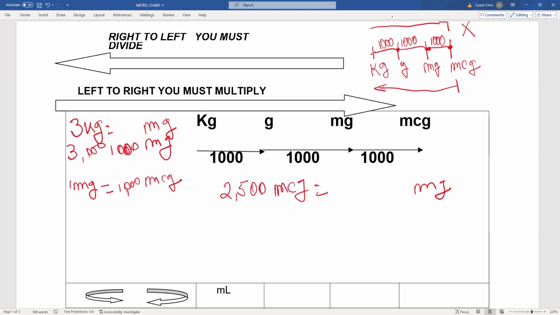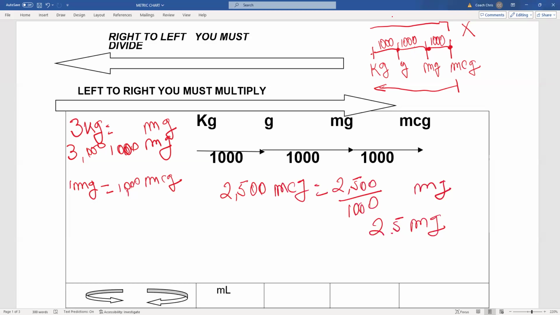You have to divide by whatever number is there. Since a microgram to milligram is only one stop, which is 1,000, I will divide this 2,500 by 1,000. All right, so when you do that, it's a first 0, second 0, and you have a third 0. It's going to be right there. All right, so your answer is going to be 2.5 milligram. Why? Because you went from right to left and you will divide. This is how you solve this thing right here.